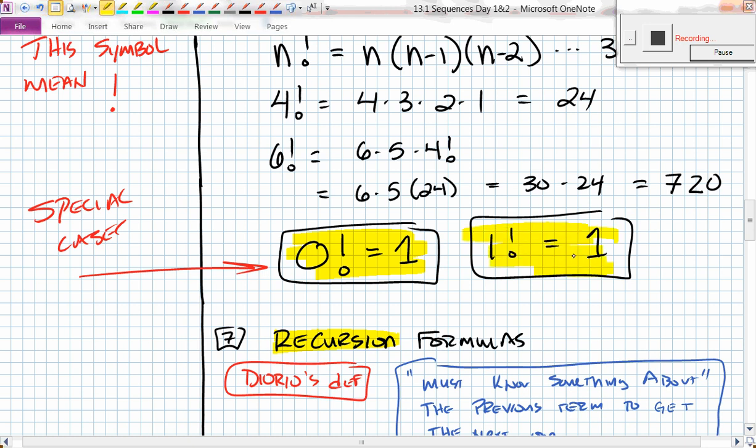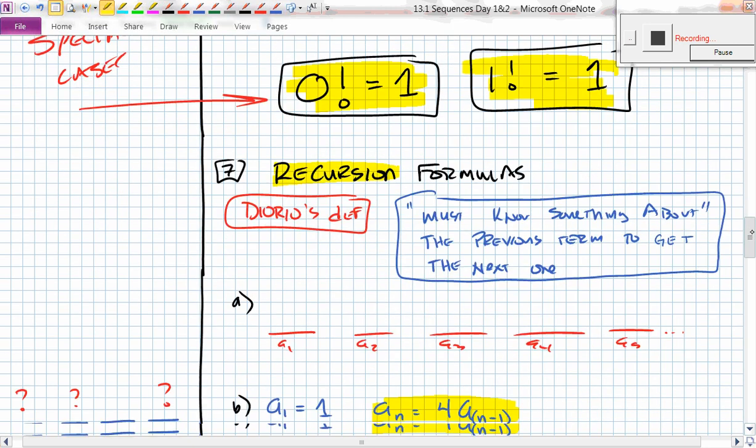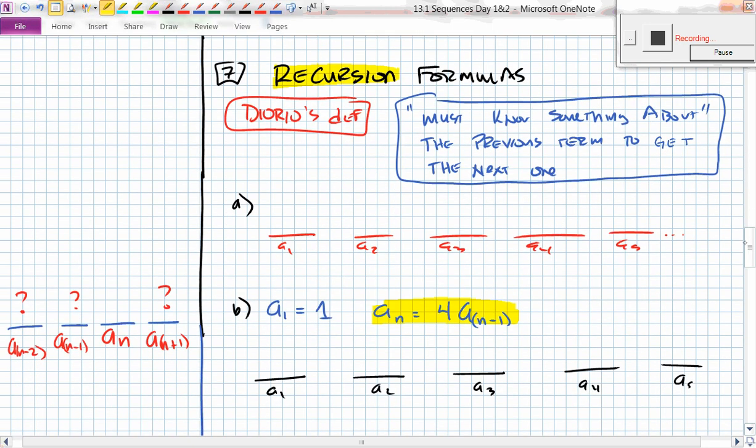All right, there you go. So a couple of special cases you need to know about. Okay, let's move on to box 7, recursion formulas.